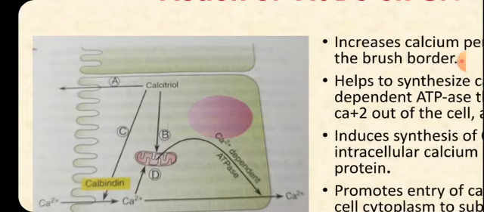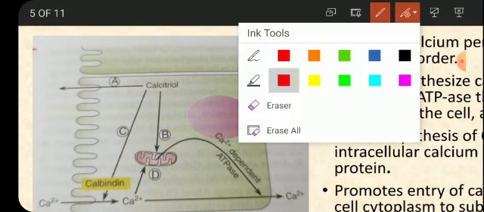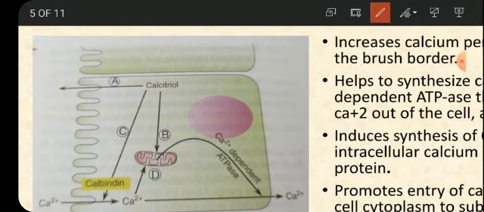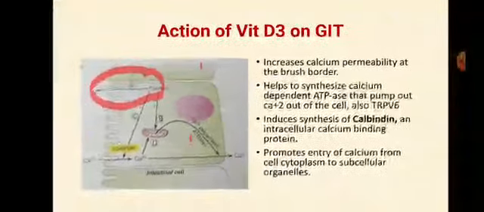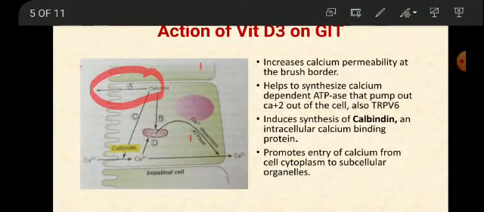What does it do? Vitamin D3 increases the permeability at the level of the brush border. Permeability for what? Permeability for calcium, and thereby there is increased entry of calcium from the intestinal lumen into the epithelial cell. Now, calcium gets entered into the epithelial cell from the brush border. This calcium entry is dependent on the concentration gradient.